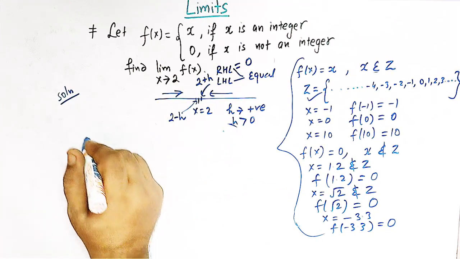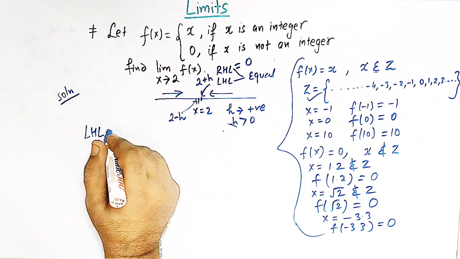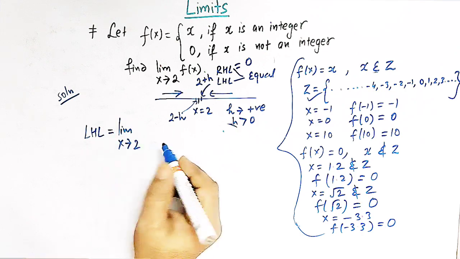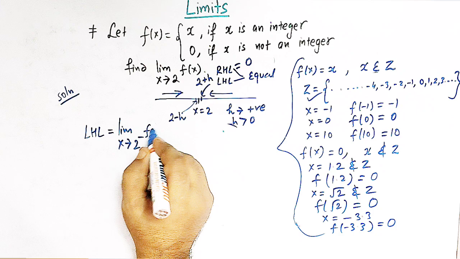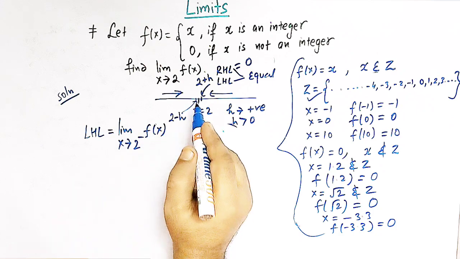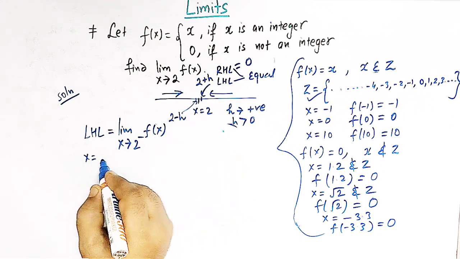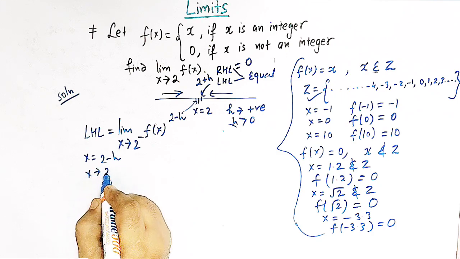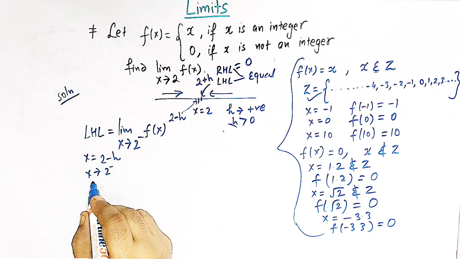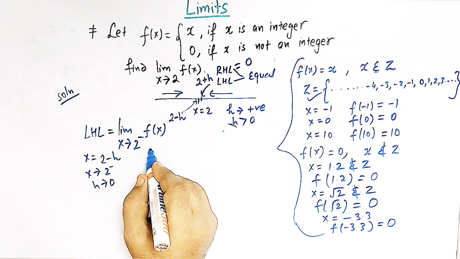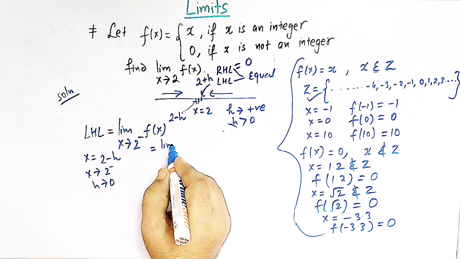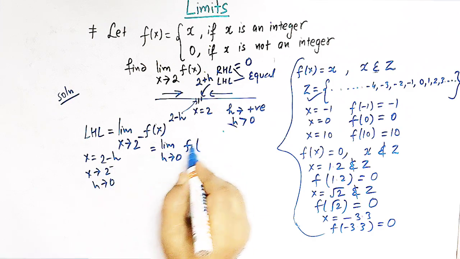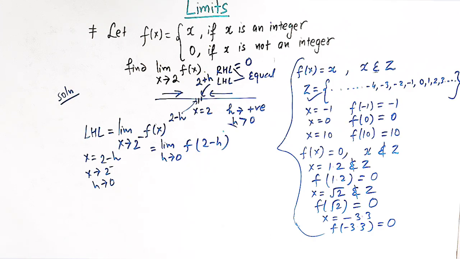So now let us find out the left hand limit. Now the notation for left hand limit is limit x tends to 2, and here we put a negative sign, and here we have f of x. Now we'll take x is equal to 2 minus h. So when x tends to 2, then h tends to 0. So now this limit is limit h tends to 0, and we have f of 2 minus h, right?